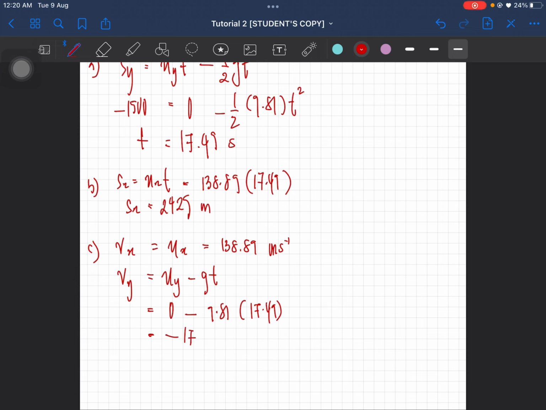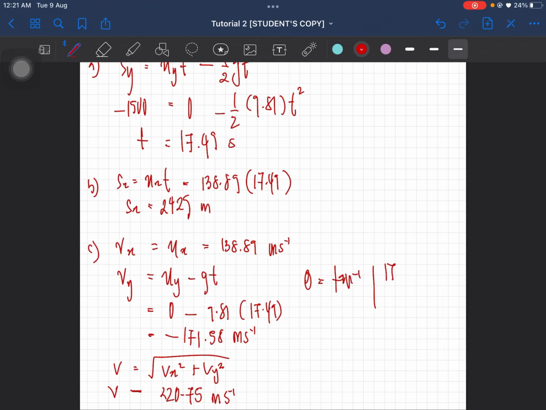So this is negative 171.58 meter per second, so we have to find the magnitude, square root of Vx square plus Vy square, so you will get 220.75 meter per second. Don't forget the direction, because velocity is a vector quantity. So we have 171.58 divided by 138.89, so you will get 51.01 degree.